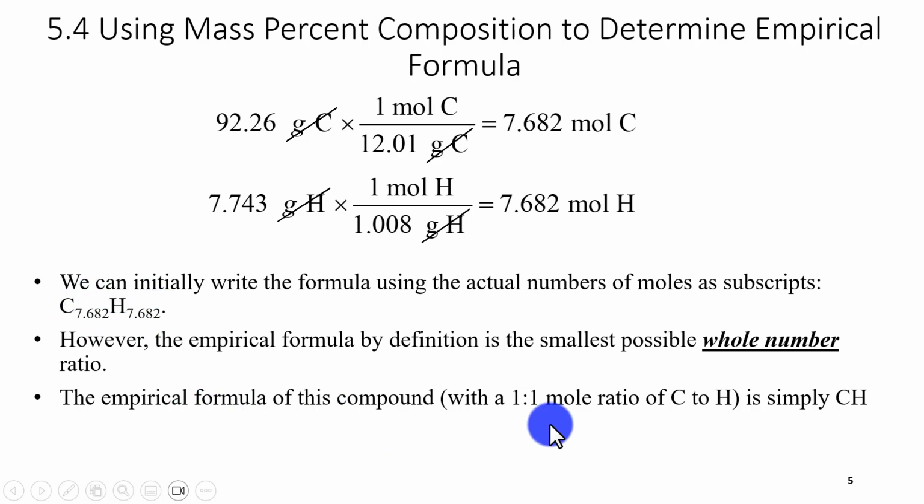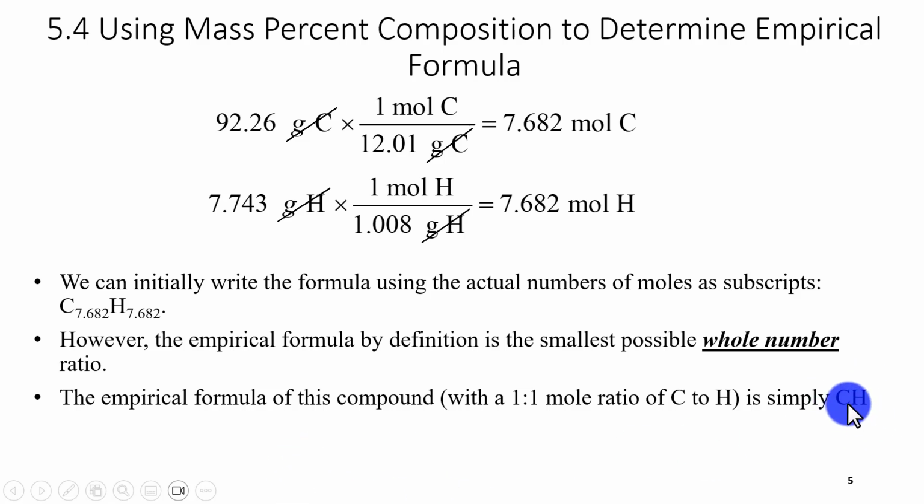So I get an empirical formula with a 1-to-1 mole ratio of C to H, which simply is written as CH. I don't write the 1 here because I divided both numbers by the same number. They're equal to each other. So it's the same as saying C1 to H1. It's a 1-to-1 ratio.